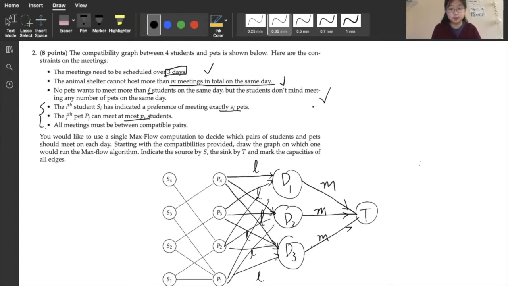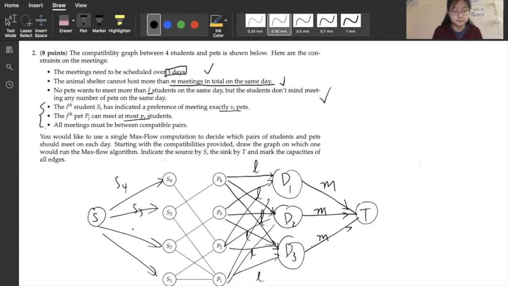Let's see if we can make sure to satisfy everything on the bottom. All right, so we have each student, the ith student has indicated, so this we know how to deal with. So I have the source and I put it into each student and I use these weights as before.